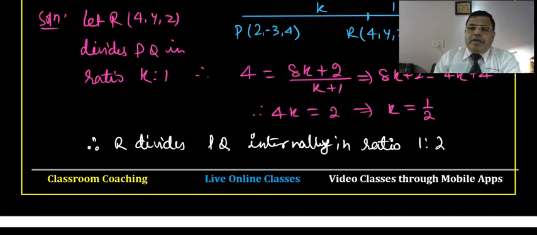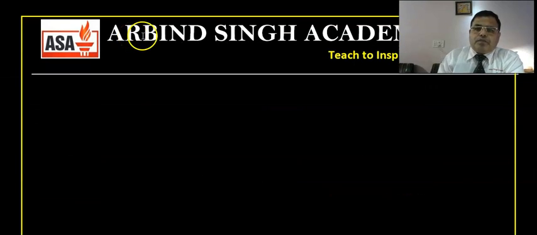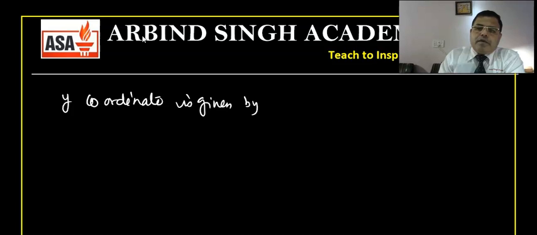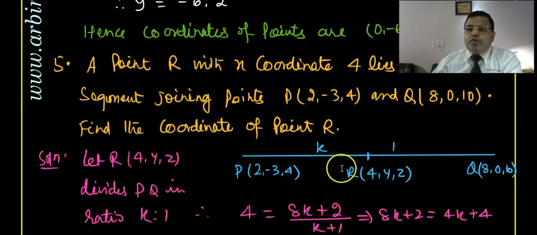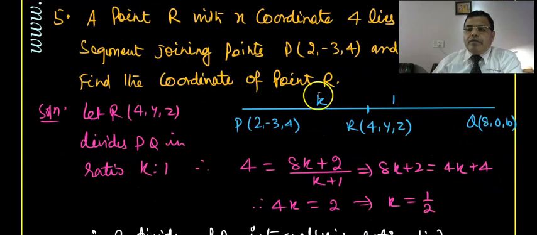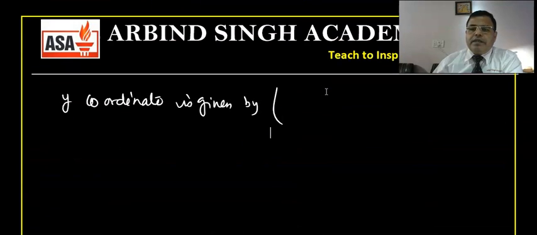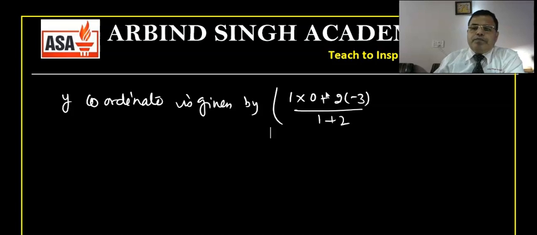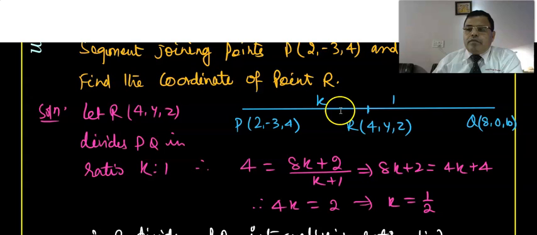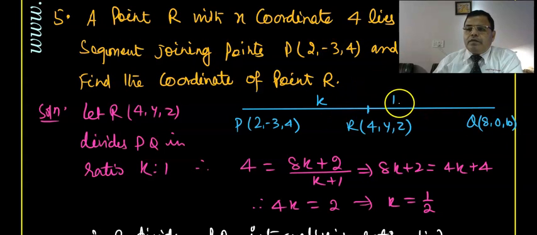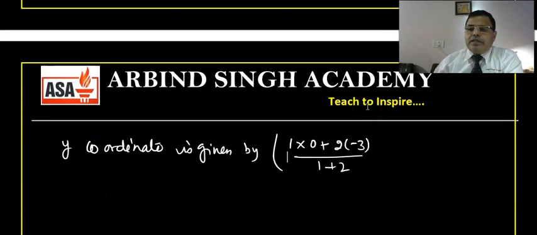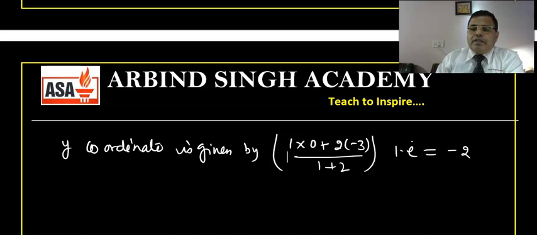Okay, now the y coordinate is given by, for ratio 1 is to 2, 1 into 0 plus 2 into minus 3, divided by 1 plus 2. So that will be 0 plus minus 6, minus 6 by 3, which is minus 2.